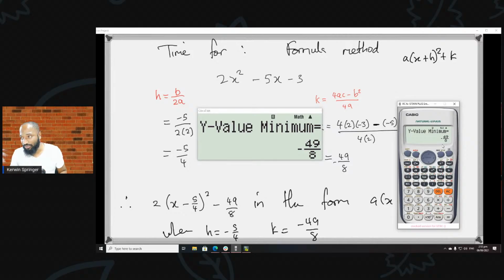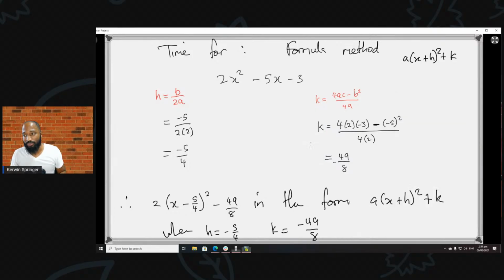So you have -49 on 8. So this is how to do it on your calculator. Minimum value, maximum value. Okay.